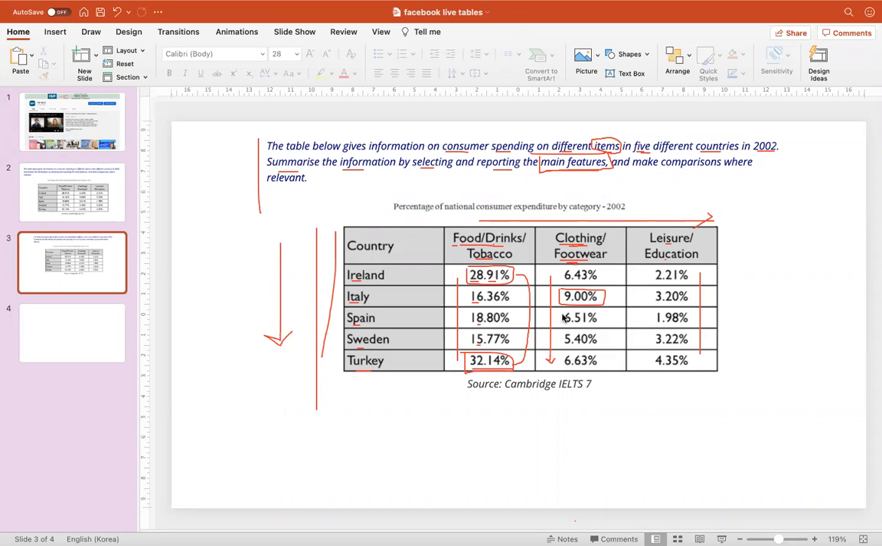But what else can we say? We can say that 6, 5, 6, and 6. These 1, 2, 3, and 4 are basically the same, aren't they? Almost the same.